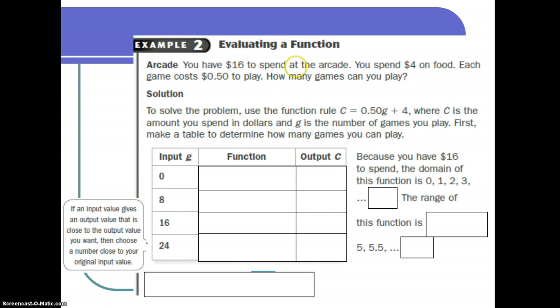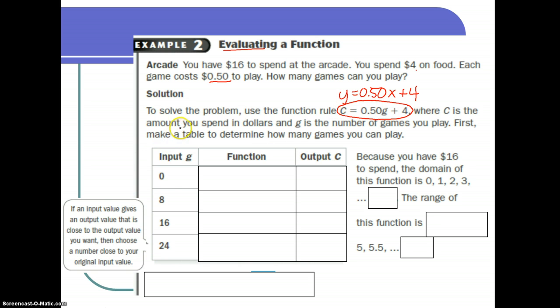For example 2, we're going to evaluate a function. You have $16 to spend at the arcade. You spend $4 on food, and each game costs 50 cents to play. Here's the equation we're going to use. So they gave that to you. Usually my equations will be y equals, and there'll be an x with it. But just think of the c and the g as the y and the x.